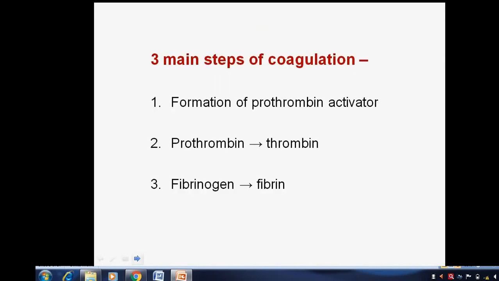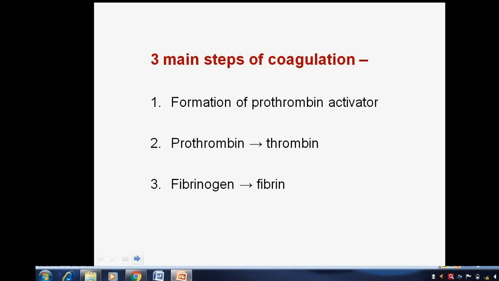There are three main steps of the coagulation process. First is formation of prothrombin activator. Second is prothrombin to thrombin conversion. And third is conversion of fibrinogen into fibrin. Just remember these three main steps of coagulation very carefully, because this is an important point which you should correlate with other factors.